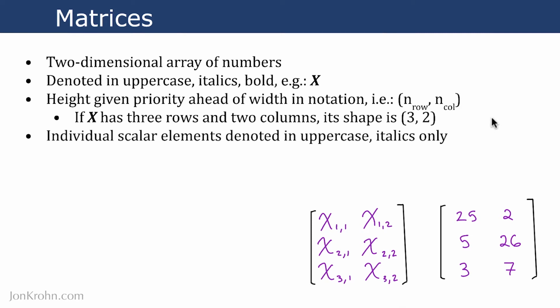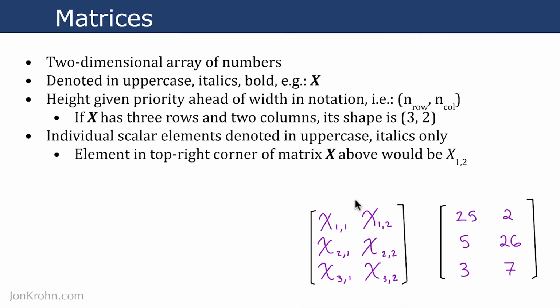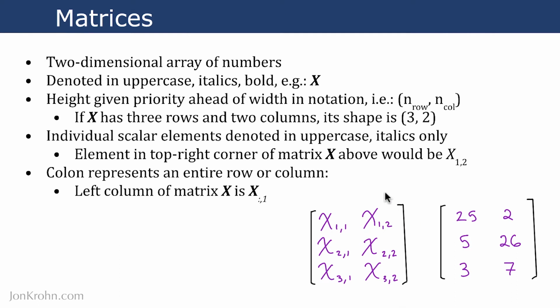The individual scalar elements of the matrix are denoted in uppercase italics only, as you can see here. So for example, the element in the top right corner of this matrix X would be X, notice it's unbolded, underscore 1, comma 2. Again, we have that row column priority happening. So first row, second column. We can use colons to represent an entire row or column. So for example, the left column of this matrix X is represented by colon, comma 1, or the middle row of this matrix X is represented by 2, comma colon. Again, using this row column notation to denote which row or column we're representing.